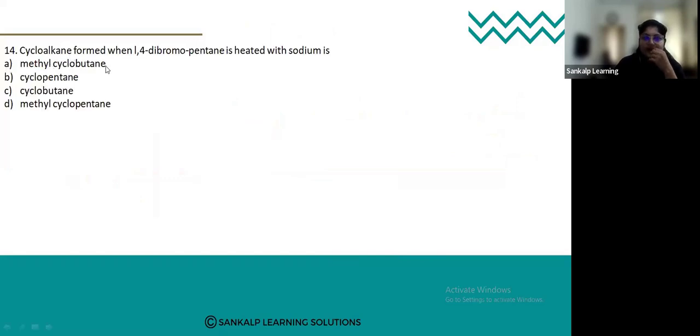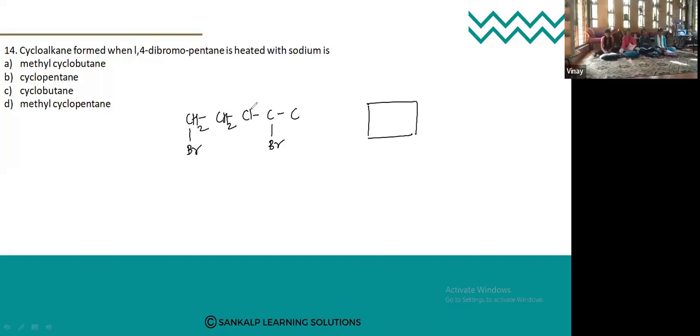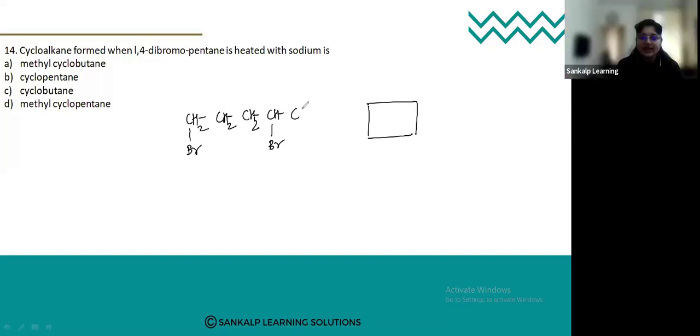Cycloalkane formed when 1,4-dibromopentane is heated with sodium is. So again a cycloalkane is formed. How is it formed? When 1,4-dibromopentane. Now let us write the pentane: 1, 2, 3, 4 and 5. At one position you have bromo, and at the 4 position you have bromo. So CH2, CH2, CH2, CH and CH3.